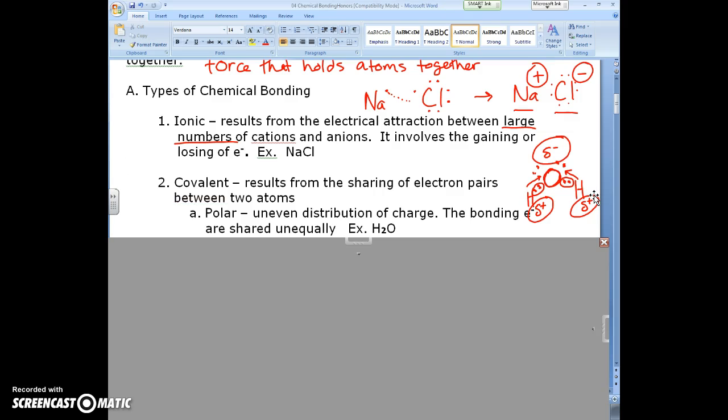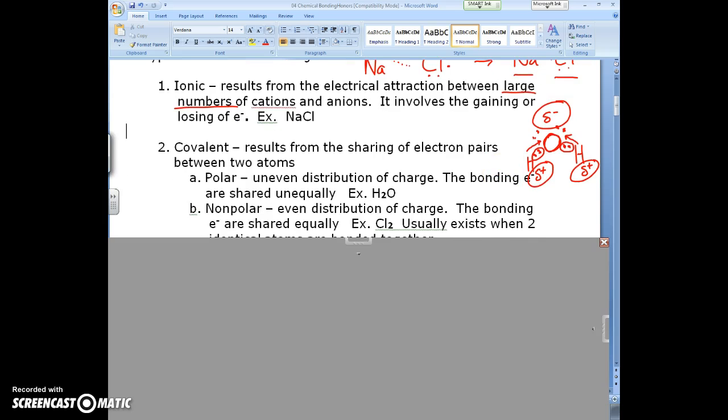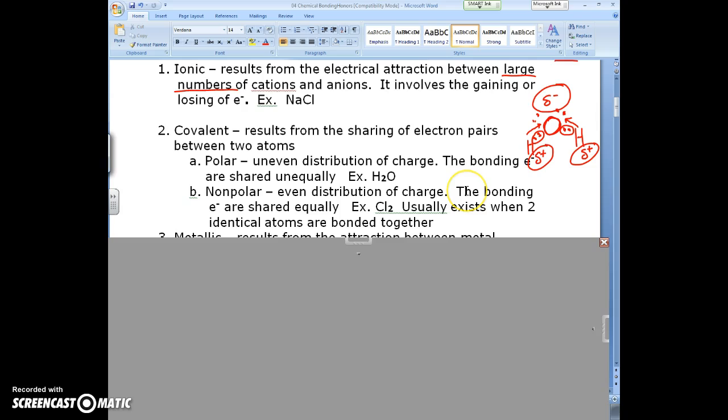So that's where the electrons are shared unequally. If they're shared equally, it is called nonpolar covalent. You have an even distribution of charge, and the bonding electrons are shared equally. Our classic example is chlorine gas. This is also known as mustard gas from World War I.